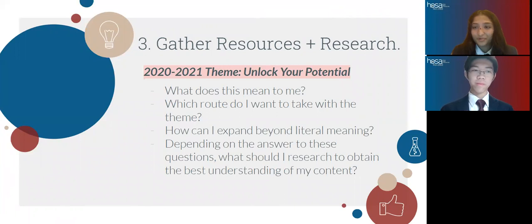So the third step would be to really gather your resources and do some research. So I decided to include the 2020-2021 theme, which is Unlock Your Potential. And that is, I think, a really great theme to just sort of expand your horizons on something that you might have started. And, because of everything with COVID going on, really deciding how you can unlock your own potential is so important, especially now.